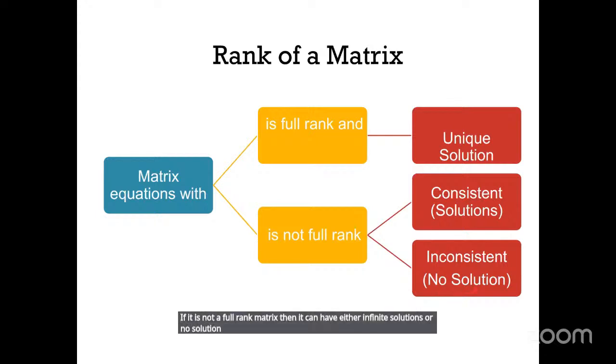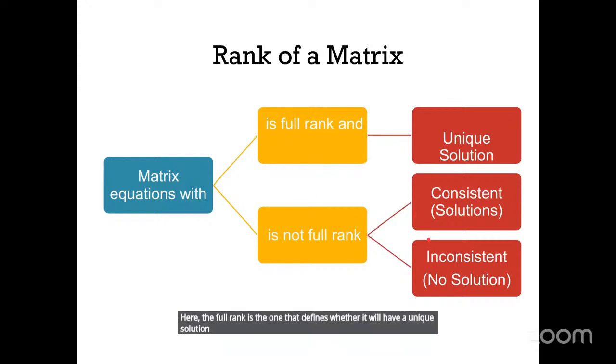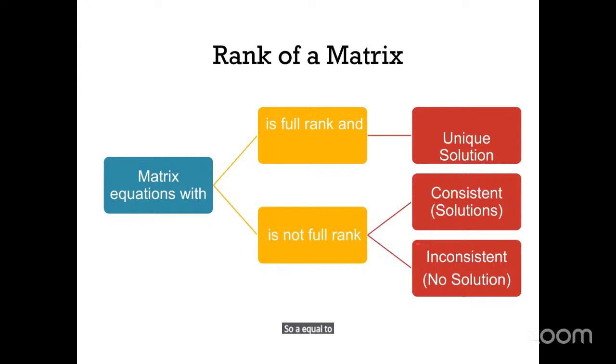Remember the case where you have a single equation Ax equals B, with small x. When A was 0, you had two cases, whether it can be infinite solutions or no solution. Here, the full rank is the one that defines whether it will have a unique solution, no solution, or infinite solutions. So A equal to 0 there is now your rank definition here. Okay, now let's look into each of these questions sequentially.